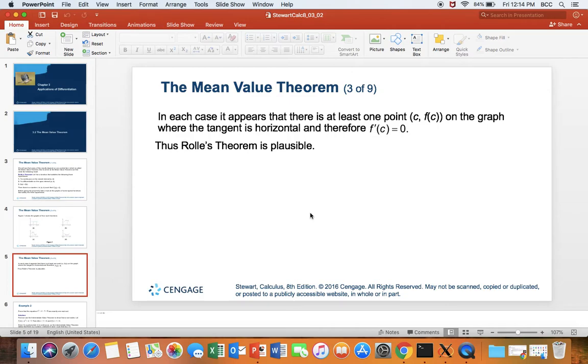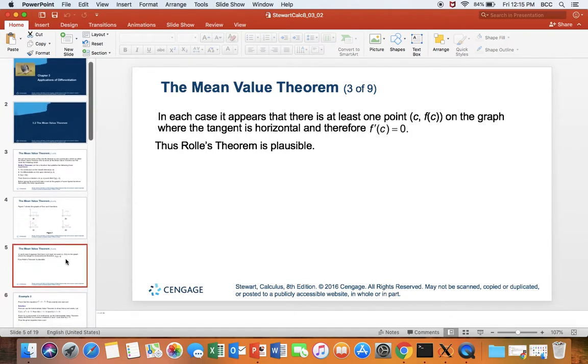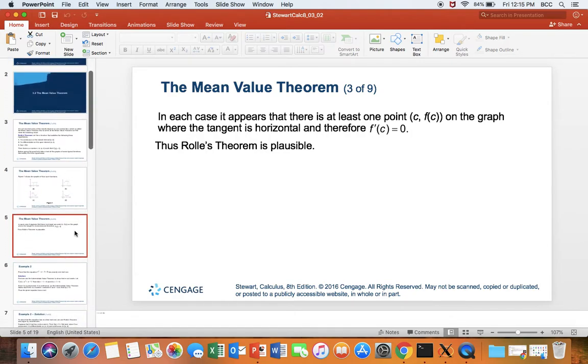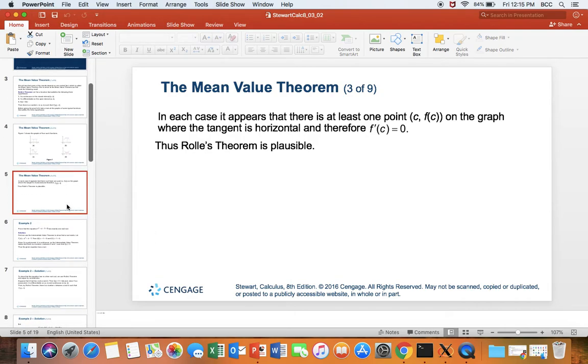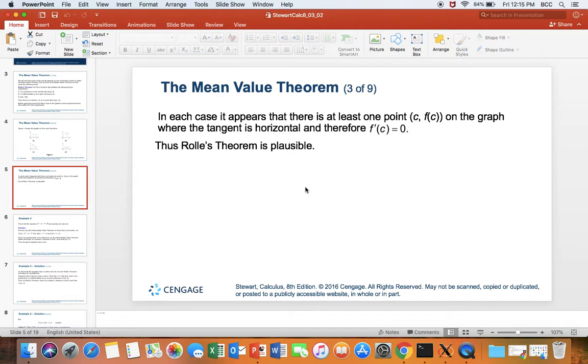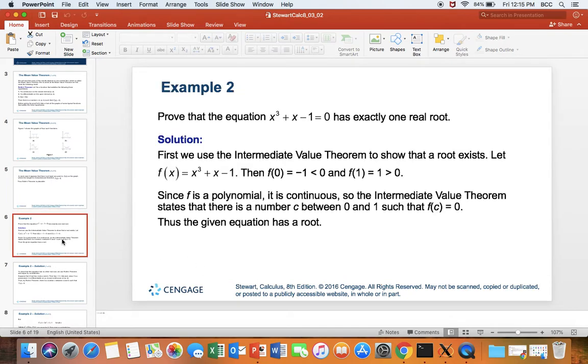Okay, so there is at least one point c, f(c), on the graph where the tangent is horizontal and therefore the derivative is zero. Rolle's theorem is plausible. Plausible means it's quite probable. It could be true, but the proof is some bit of work. To find the actual proof, go through the textbook, you will find the proof, but I'm not going to go over the proof, so let's continue with an example.